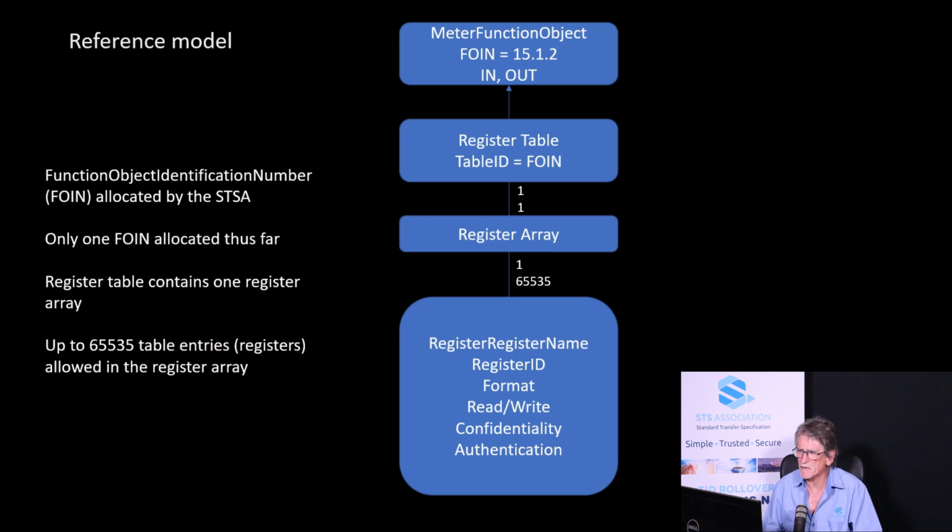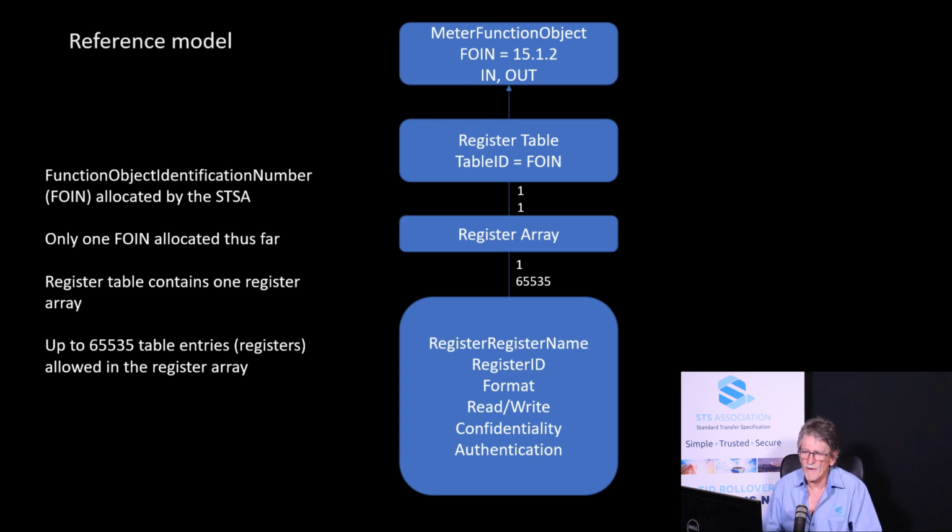So if we look at a reference model for prepayment, you have a meter function object with a function object identification number of 15-1-2, and it's defined as an in or out function object. Associated with that is a register table with a table ID of the foin above. That looks at a register array, and that array can contain between 1 and 65535 registers.